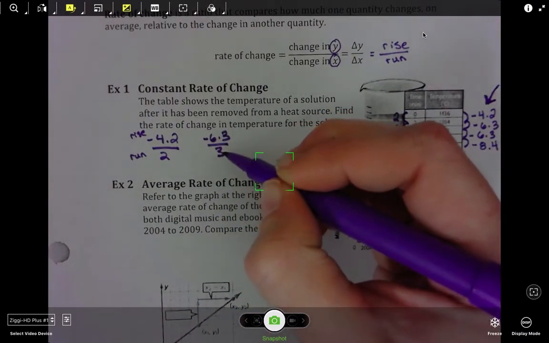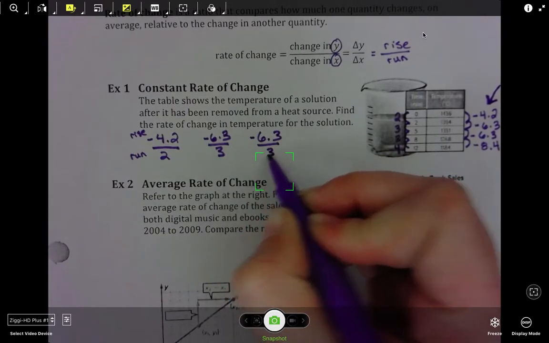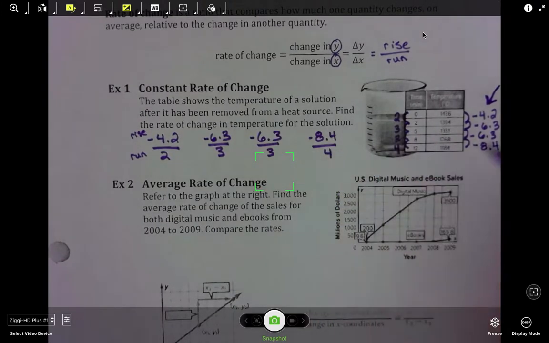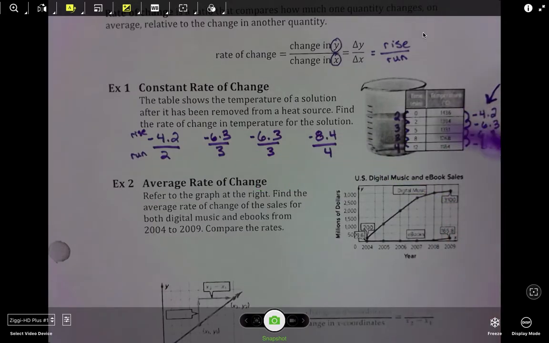That's the y coordinate over the x coordinate again. Negative 6.3 again divided by 3. And negative 8.4 divided by 4 is the last relationship that I have, okay? Again, that's the y coordinate over the x coordinate. The y's are the second column, the x coordinates are the first column, all right?